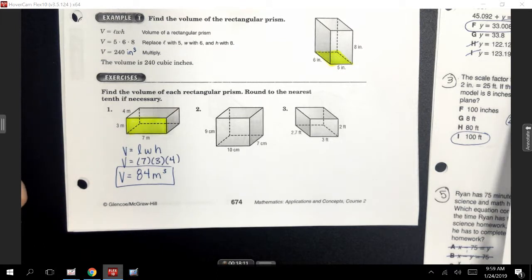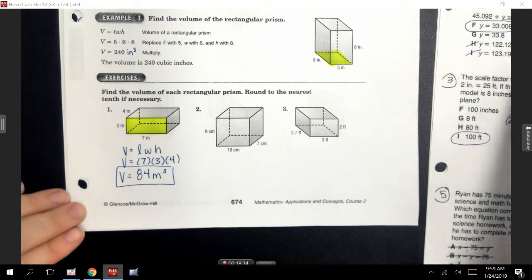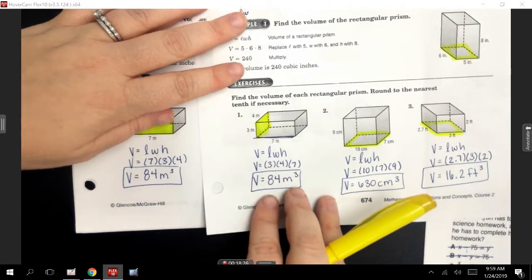All right, so we have 84 meters cubed. Malachi? Is there a certain way you can multiply all that? You have to multiply it in a certain way. But I can't tell you how every single person is going to do it because here's my work from my last one. All right?